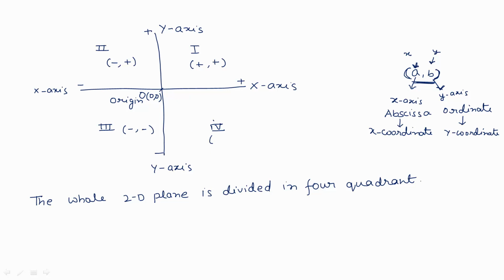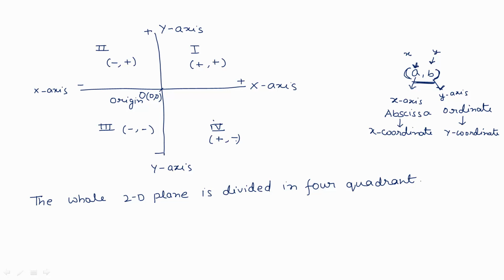And the sign of the fourth quadrant: the first number comes from x axis, and the sign on the x axis is positive, and the second number comes from y axis, and the sign on the y axis is minus. So the sign of the fourth quadrant is plus minus. Okay, the sign of the first quadrant is plus plus, the second quadrant is minus plus, the third quadrant is minus minus, and the fourth quadrant is plus minus.